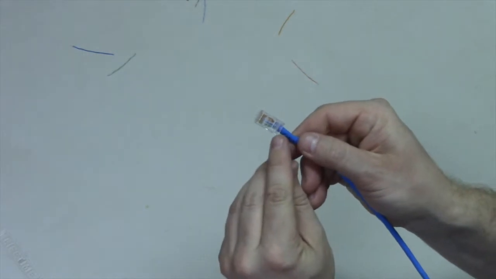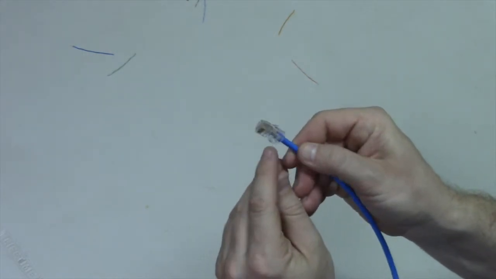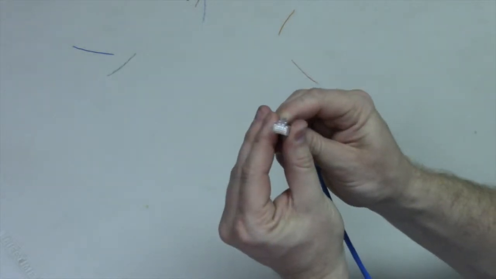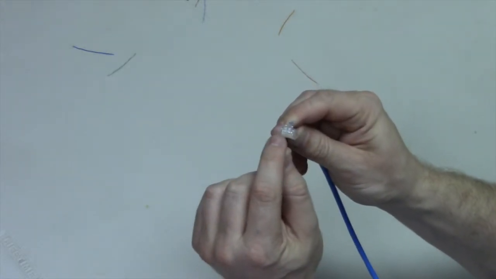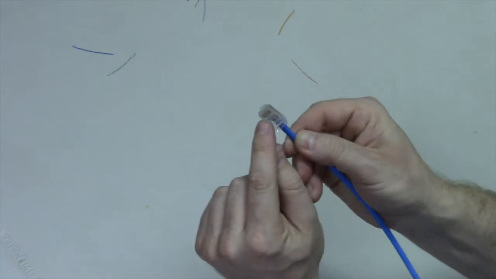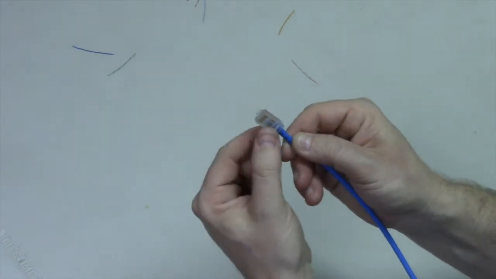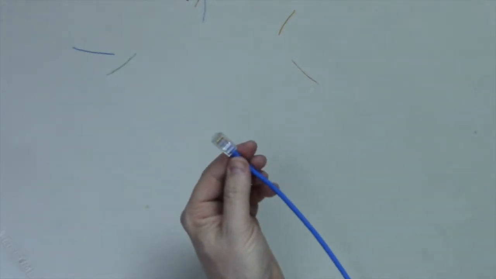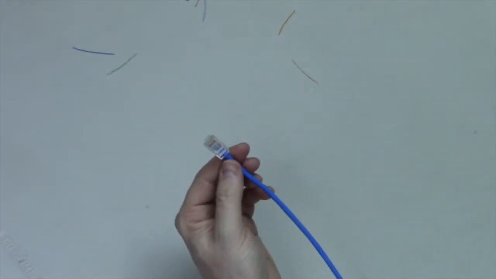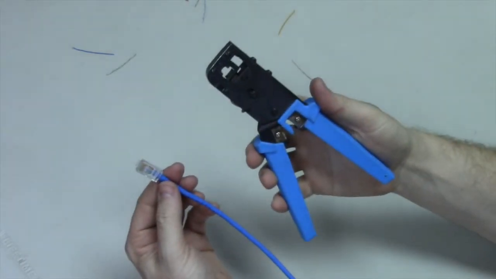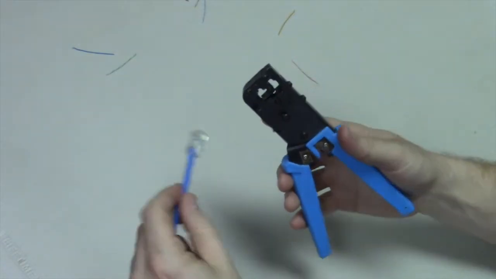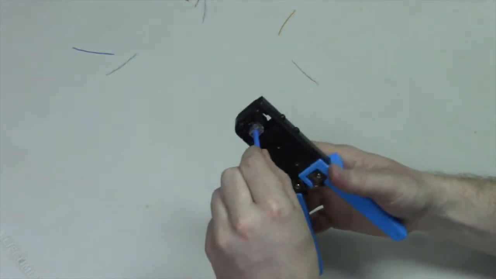Make sure the sheeting is up underneath the pinch point. This is where the connector will get crimped. Also make sure all of the tips of the wires are all the way to the end of the connector, touching the end of the contacts. Check again to make sure the wires are in the correct order. Then, take your RJ45 crimpers, stick the wire in the crimpers, and squeeze.